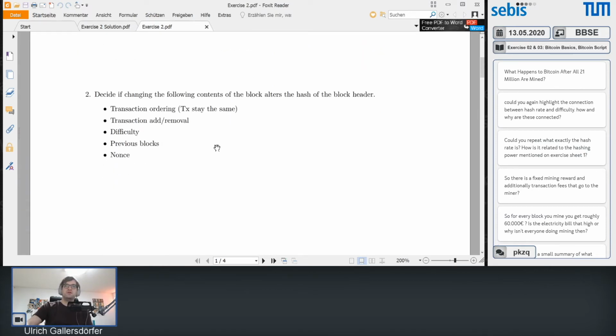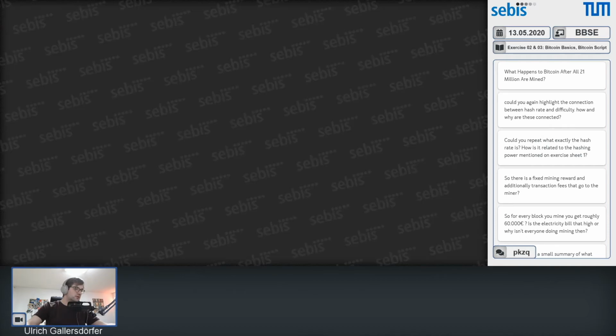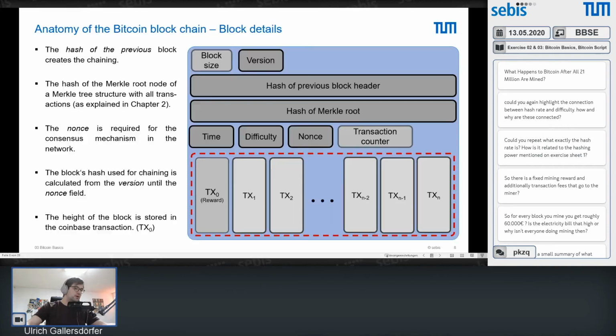Decide if changing the following contents of the block alters the hash of the block header. So this is something where I would like to look into the slides, because I think that's an interesting part here, because we had this quite nicely in the slides. So let's do it like that.